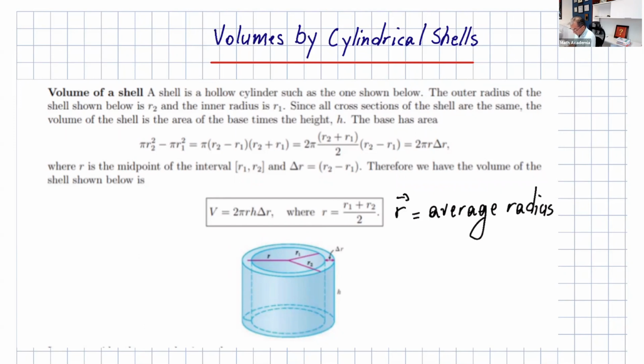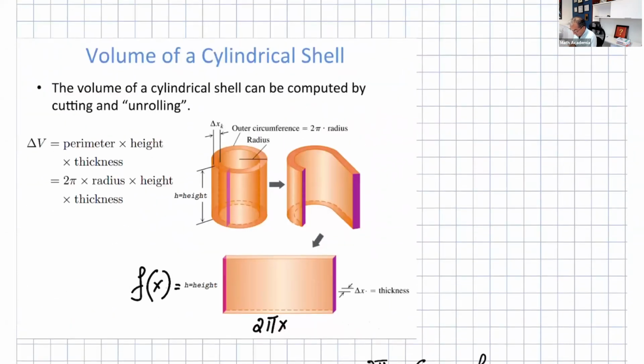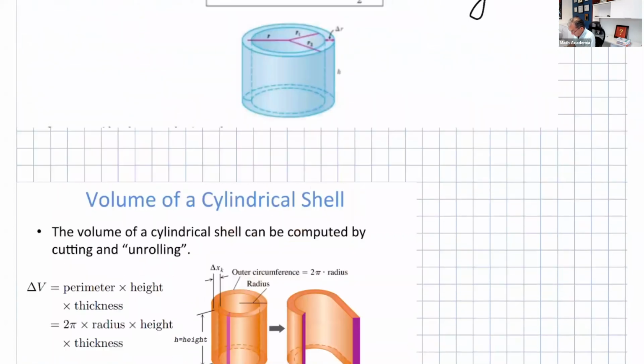So the volume is just, we can take that and multiply it by the height, and that's how the volume is presented. Now let's see how we can use that in calculus. Here is another way of showing exactly the same thing. The delta V is going to be the perimeter, which is 2 pi times radius, times the height, times the thickness, where in this case we call it delta x, but that's the same thing as delta r here.